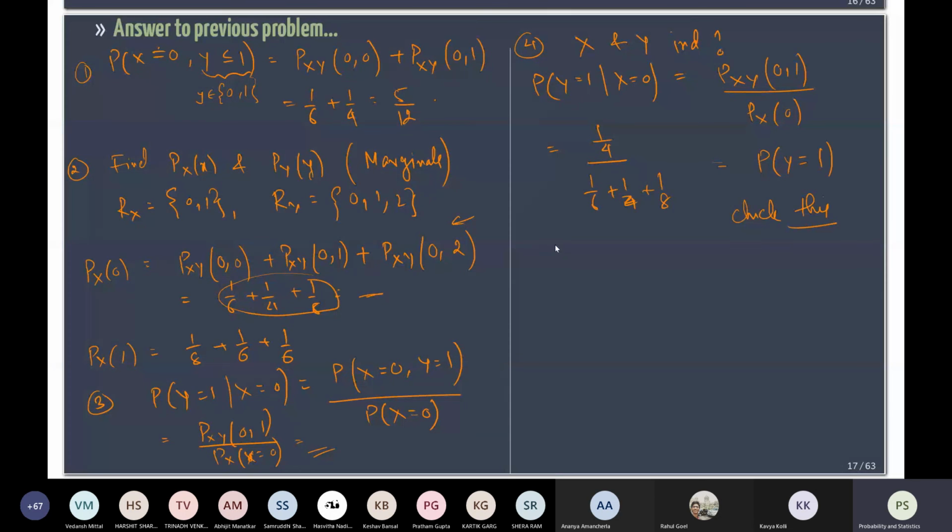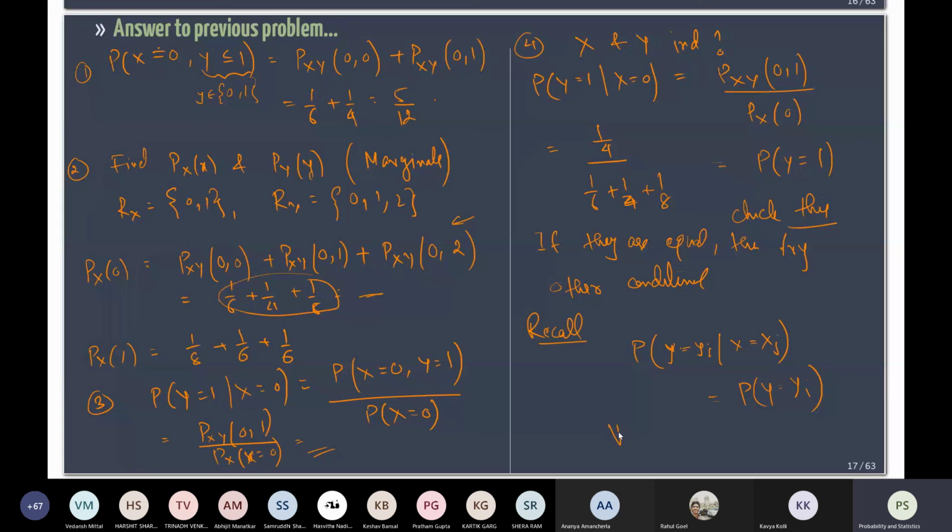Basically, you have to do this. If they are equal, then try other conditionals. Recall, for independence, the probability that y equals y_i given x equals x_j must be equal to the probability that y equals y_i, for all i, j. For x and y independent, this is one way to check.